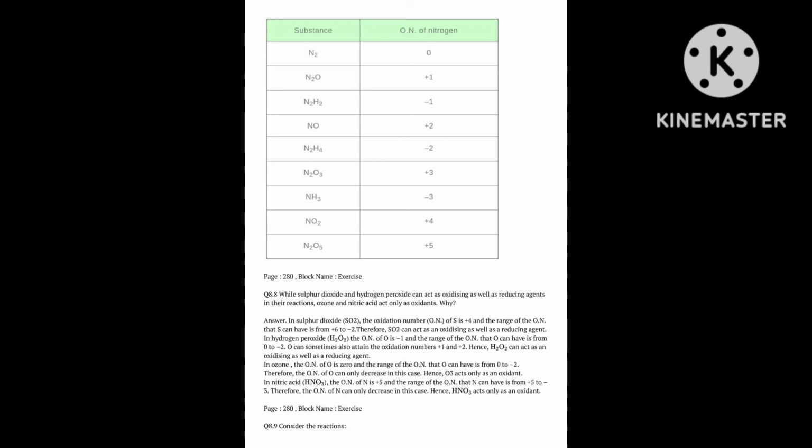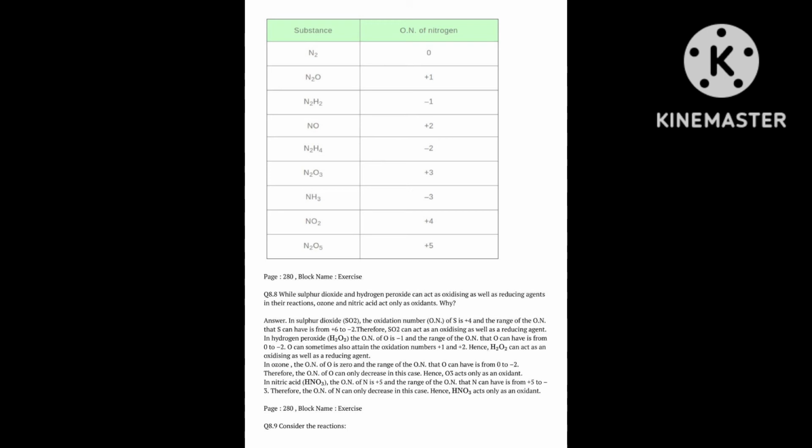Now I am telling you another problem, the permanganate ion question. Permanganate means KMnO4, potassium permanganate. Permanganate ion reacts with bromide ion in basic medium to give manganese dioxide and bromate ion. Write the balanced ionic equation for the reaction.